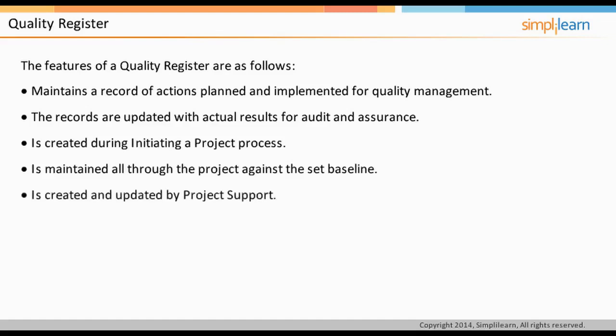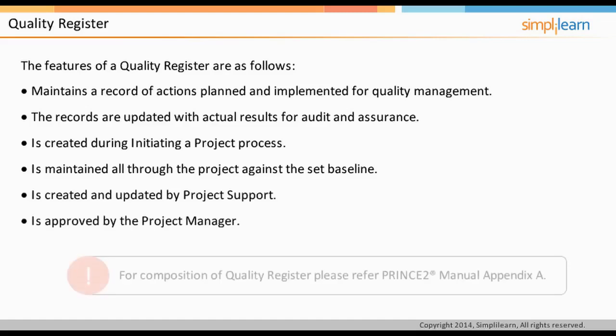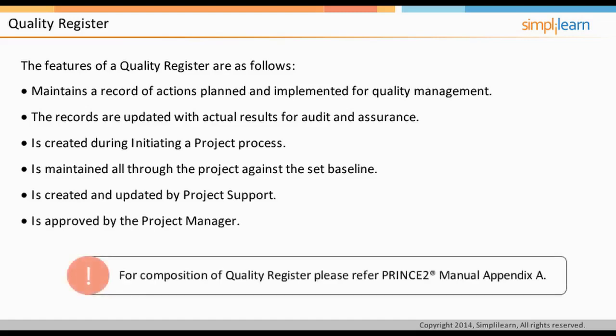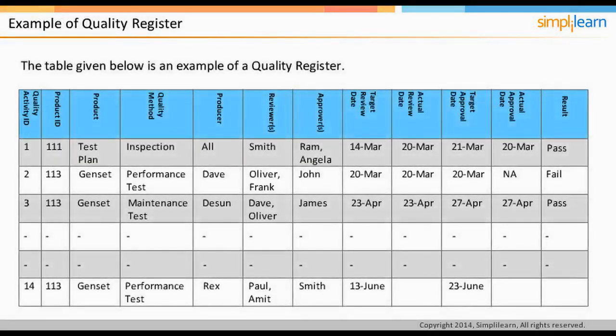The Quality Register is created and updated by project support and approved by the project manager. Let us look at an example of a Quality Register in the next screen. The table on the screen is an example of a Quality Register. As is evident from the columns on the table, this management product contains detailed information of the quality activities along with the dates. For example, the performance test for the genset has failed, and so the actual approval date is NA. In this case, the product will have to be tested again.